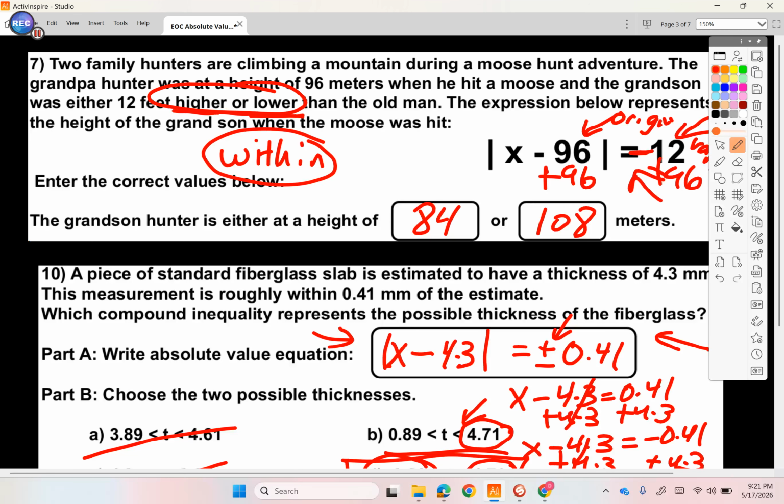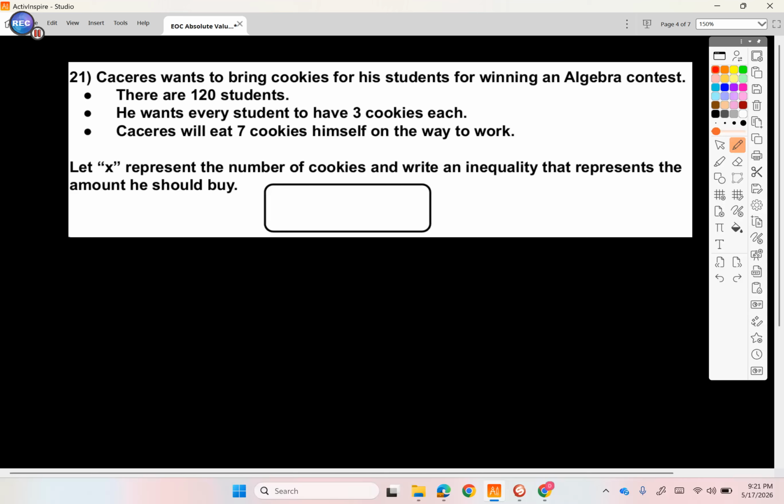Alright, let's keep it moving here. So this is just creating a simple inequality, and I included it here so that you understand this is not a two variable inequality that will be on a graph. This is a regular simple inequality, because the only thing you're looking for is how many cookies to bring. There's not somebody selling cookies to make money and that profit can keep going up in a straight line.